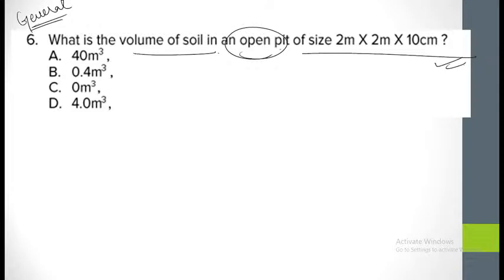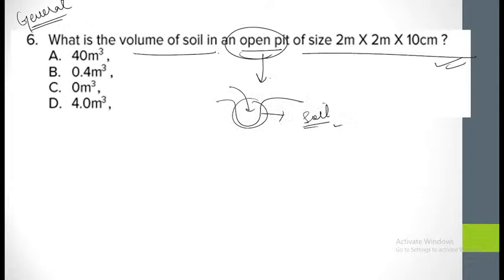Okay, so let's see. The answer for this particular question is option number C. The question is saying you need to find the volume of the soil in an open pit. It's an illogical question. Volume of soil in an open pit. If the pit is open, how can the pit have soil in it?